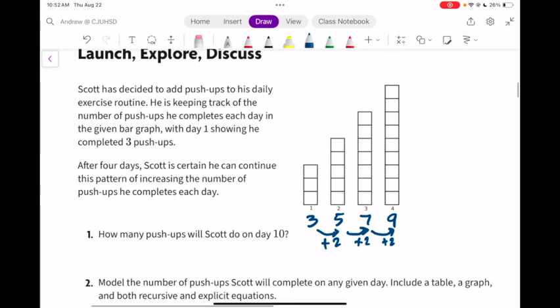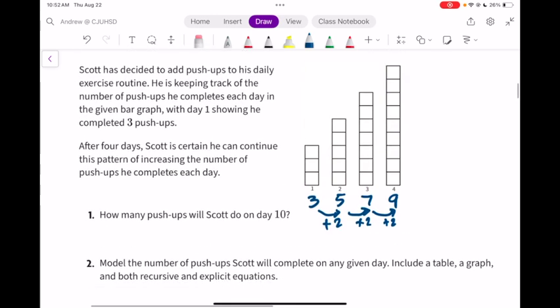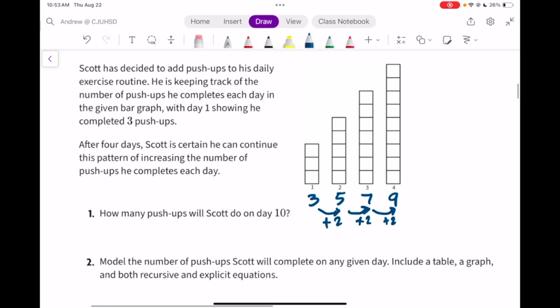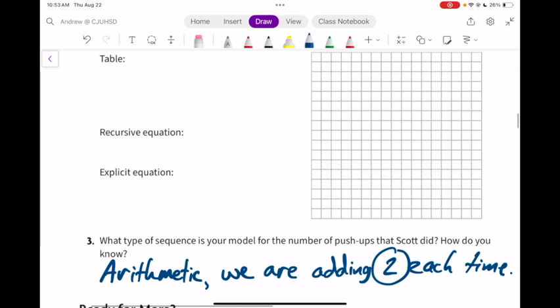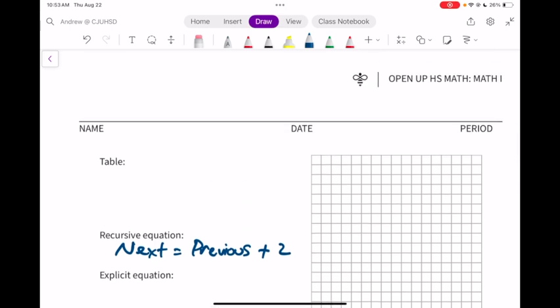Now, from this, let's construct a table and see if we can come up with an explicit equation. Oh, by the way, we can come up with the recursive equation now, because the next is just the previous plus 2. That's listed here. Next equals previous plus 2. In our table, we have the days and we have the push-ups.